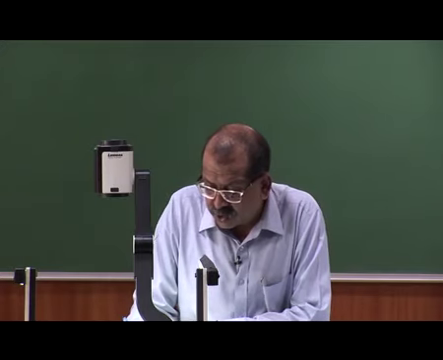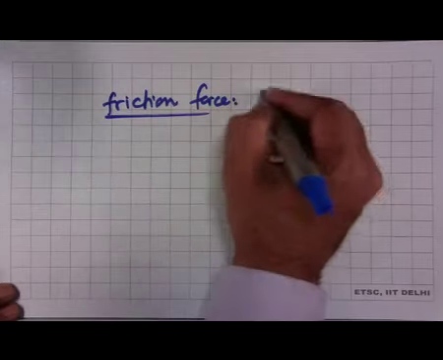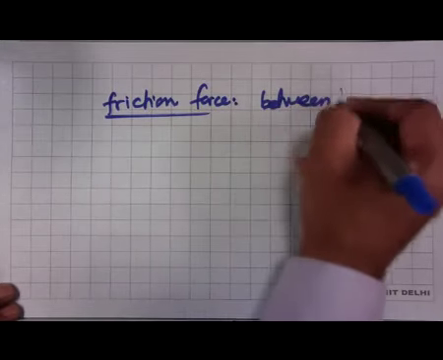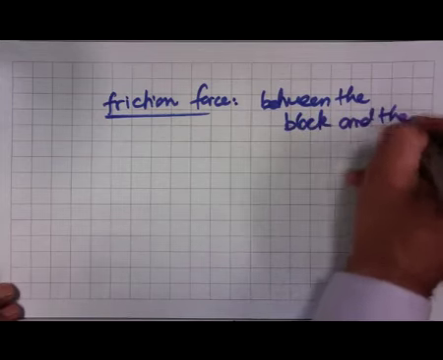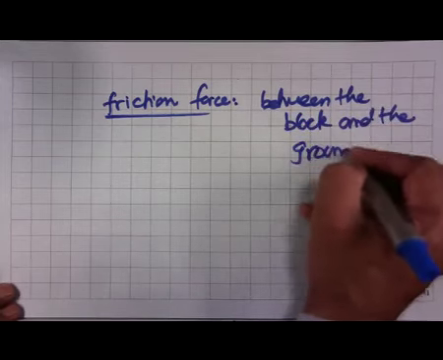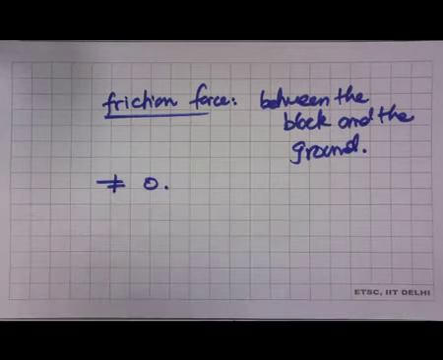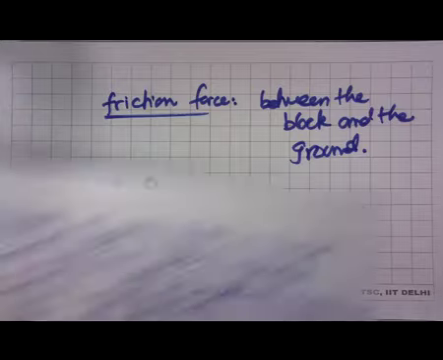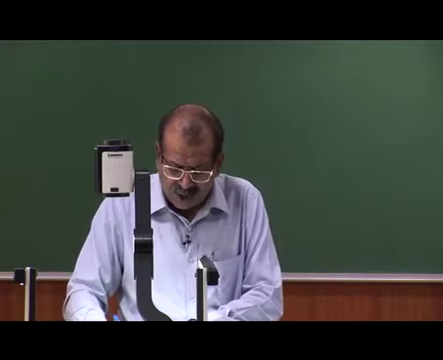So, here let us first look at the friction force between the block and the ground, and we will assume this friction force is not equal to 0. It is not given in the problem, so we will start by assuming that the friction force is there, it is not equal to 0. So, if we mentally or physically draw the free body diagram of this block.